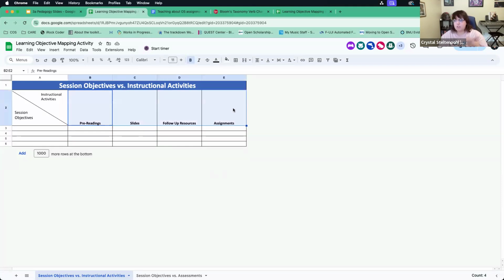And you can change these headings. If you don't want to have slides in your training, that's totally fine. Just start to brainstorm, okay, what would I do in the training? If these are my learning objectives, what am I actually having people do? How am I actually teaching them this material? Do folks have questions about those instructions?